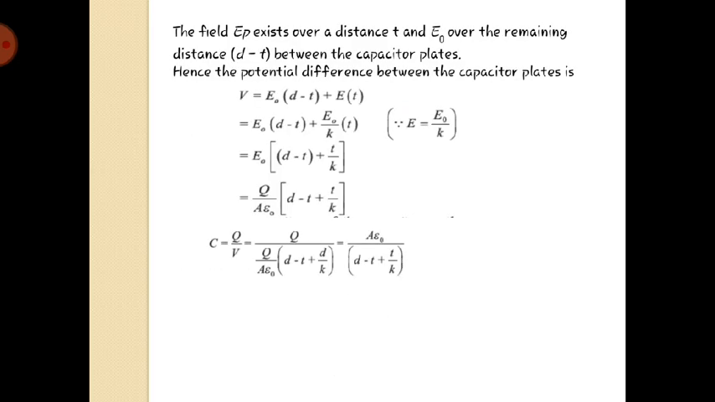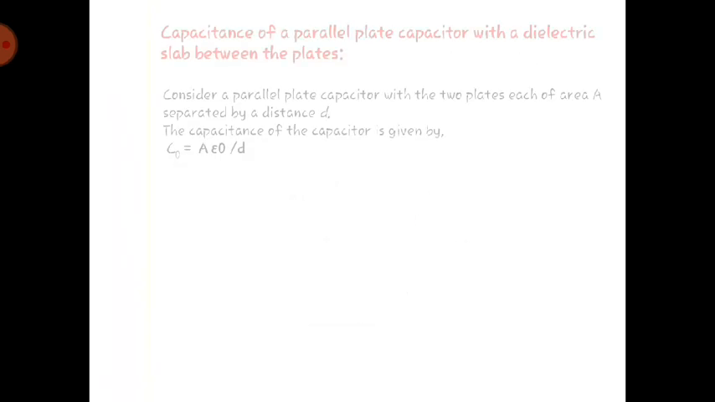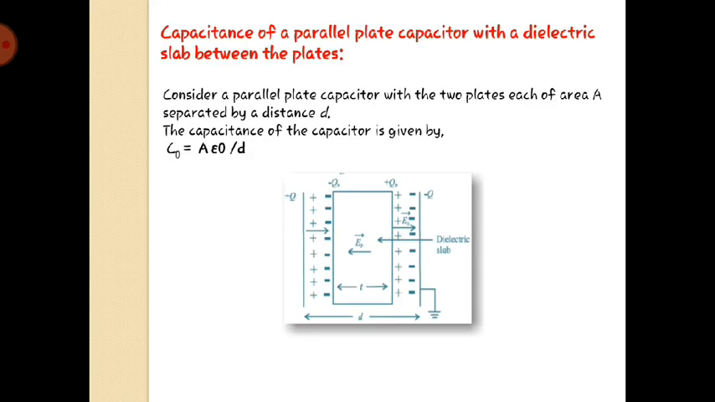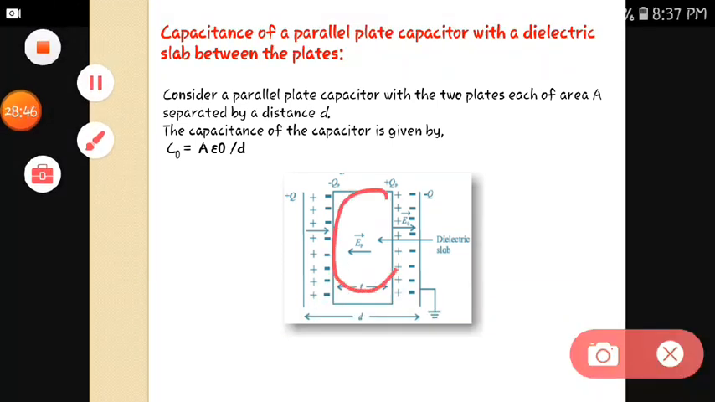Fine. Now, I said the field EP exists over the distance T, but E0 is all over the distance. I will show you the diagram again so that you will get the exact idea about it. Here, what will be EP? EP is only for this area.